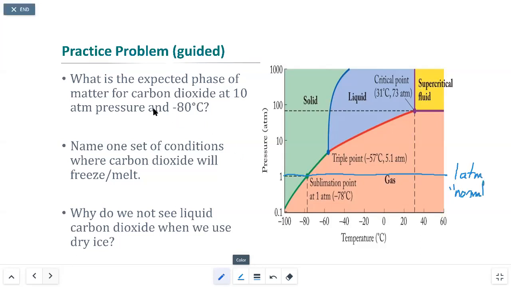What is the expected phase of matter at 10 atmospheres and -80? Well, I can look at it and say it's probably a solid. If I wanted to draw that out though, I just need to draw some crosshairs here. Okay, 10 atmospheres is about there, -80 is about there, they cross over here, that's the solid region.